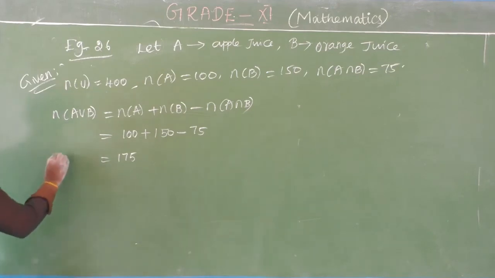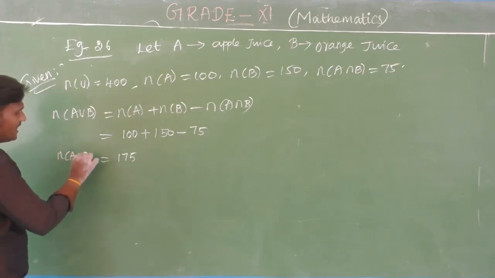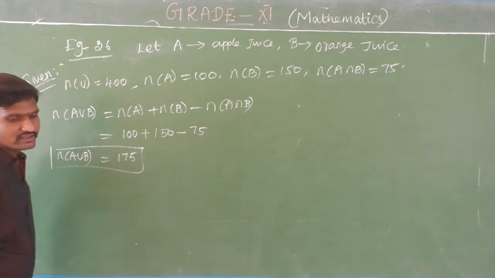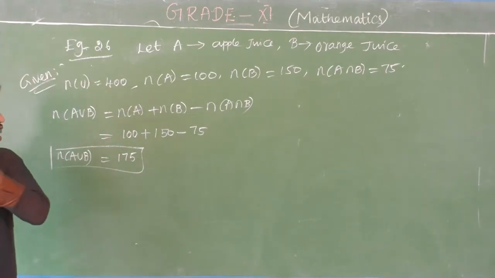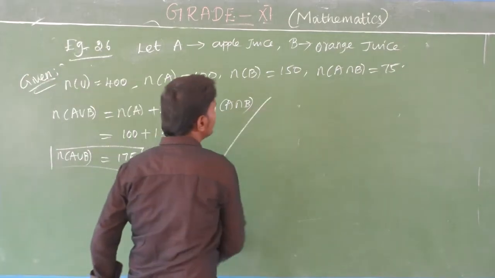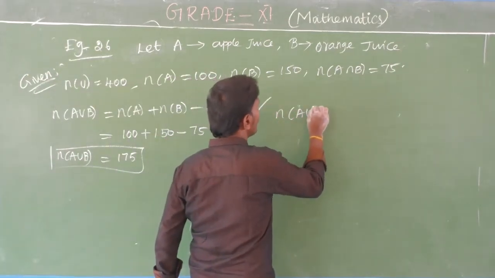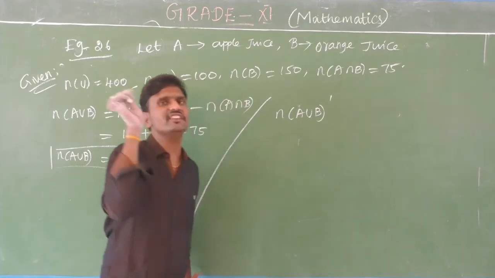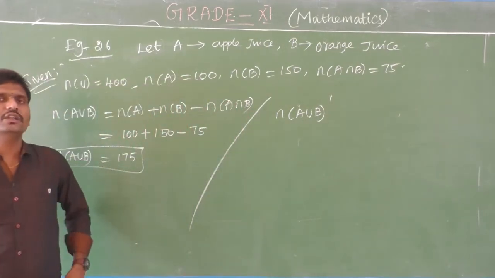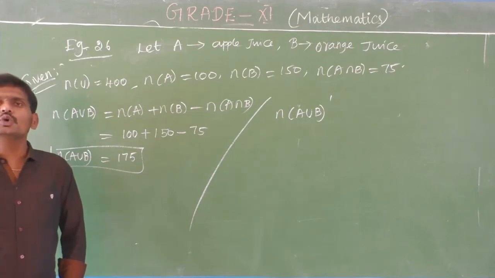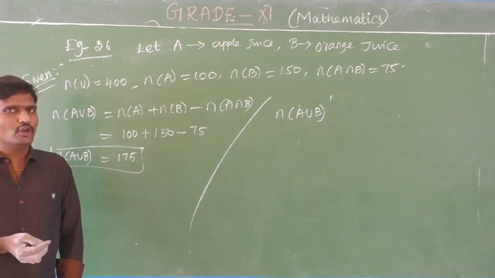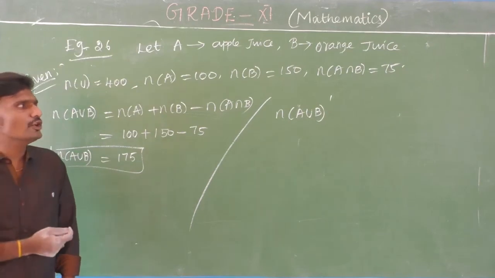So that is your n of A union B. And next we are going to find how many students were taking neither apple juice nor orange juice. So neither means the complement of n of A union B, that we are going to find. Just recall your probability formula: P of E bar, which is P of A bar, is equal to 1 minus P of A. Have you got it, children? So like that only I am going to do.